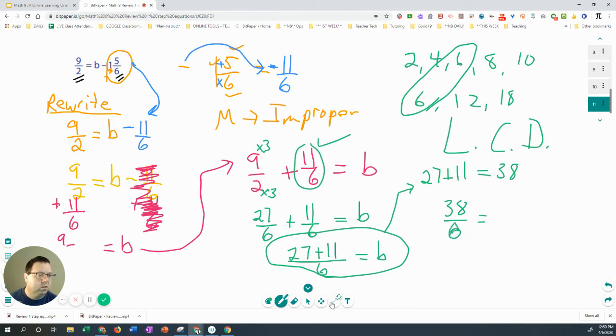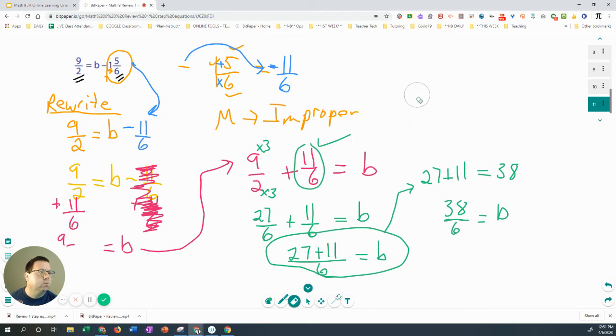Let's make that a little bit nicer, Mr. Smith. Okay, 38 over 6 is equal to B. So we could check that, right? We could check that. I'm going to just erase this part now. I'll check it up here. See if it works.